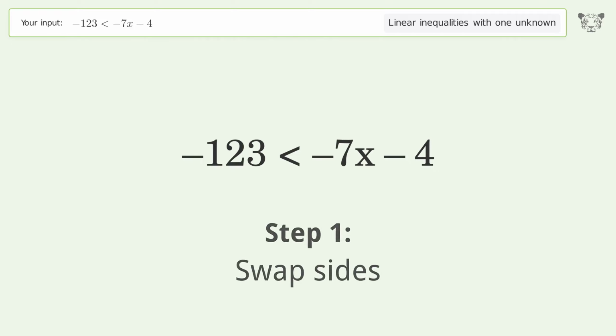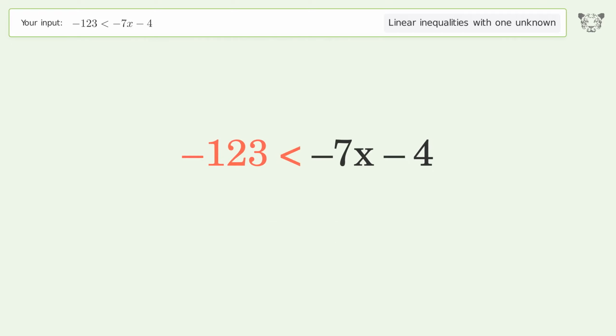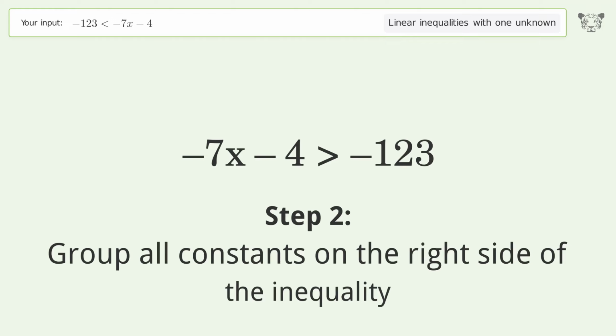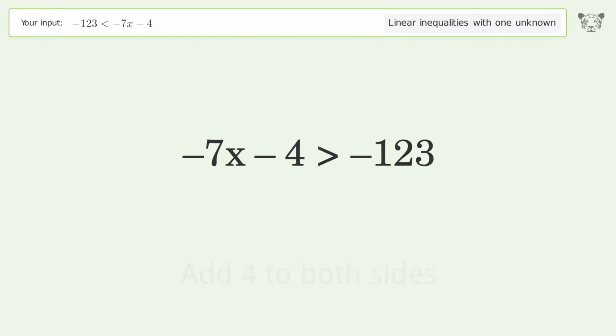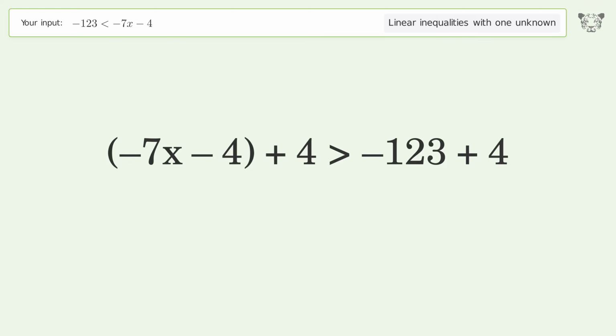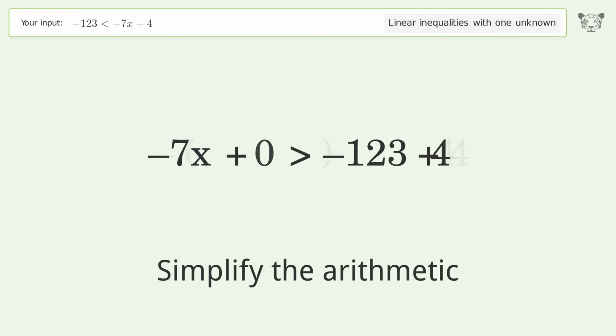Swap sides. Group all constants on the right side of the inequality. Add 4 to both sides. Simplify the arithmetic.